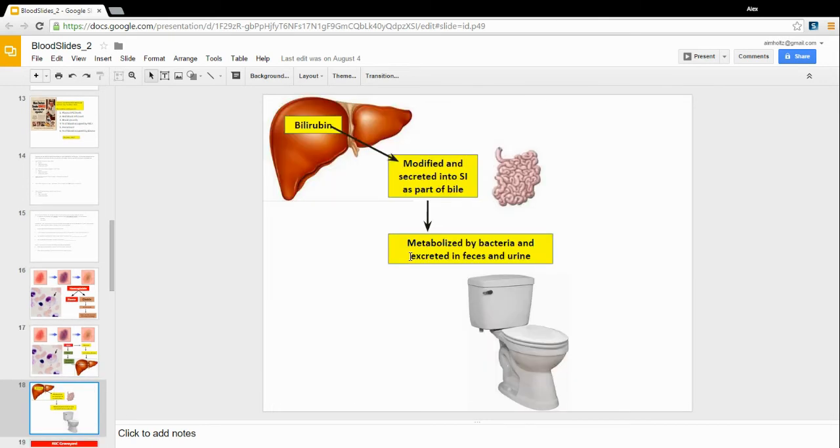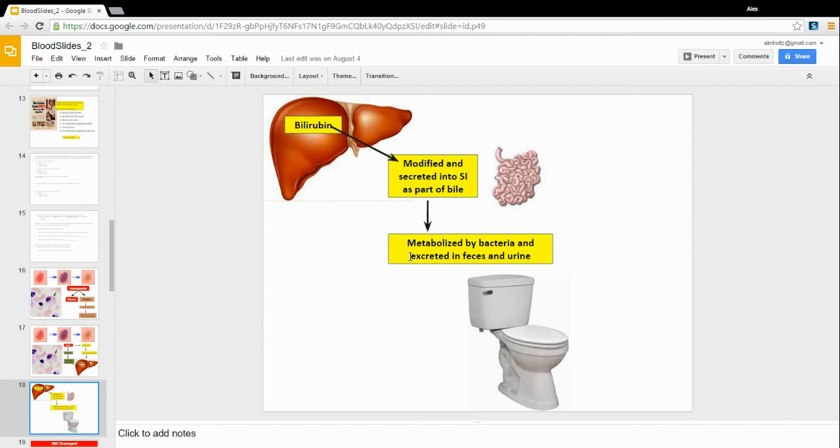bilirubin is going to be modified. It's going to be secreted into the small intestine as part of a digestive fluid you may have heard of called bile. Then the bilirubin gets metabolized by bacteria in the colon, the large intestine. Some of the metabolites go back into the blood and then into the urine and get peed away. Most of the metabolites from bilirubin end up getting pooped away. That is what accounts for the normal color of poop: the breakdown products of bilirubin, thus of heme, thus of red blood cells.